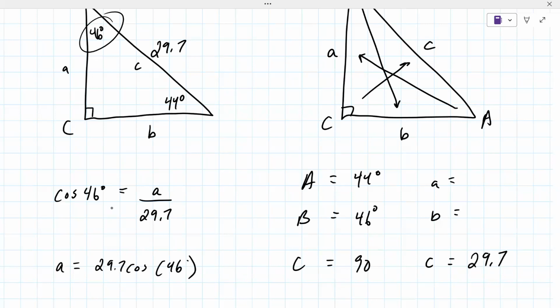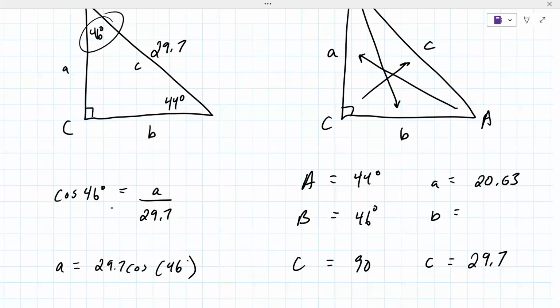So that's where you need your calculator today. Make sure your mode is in degrees. Very, very important. Easy to mess that up. 20.63. Okay.